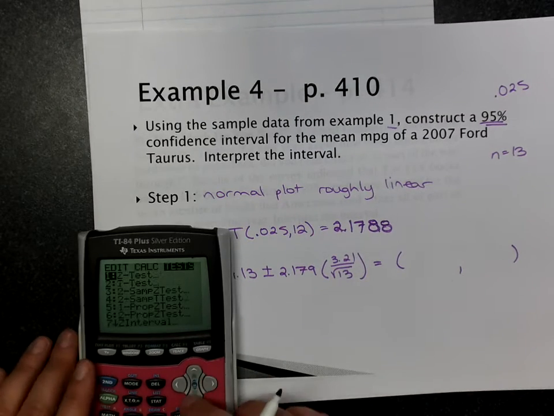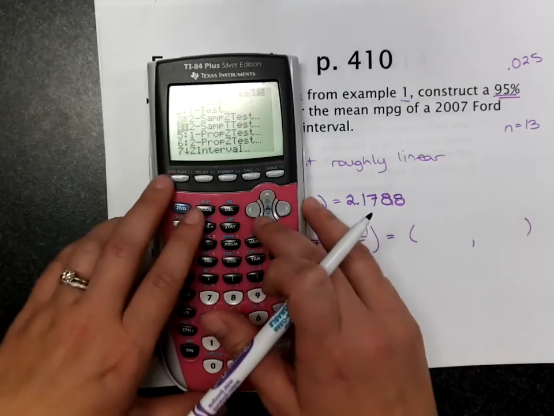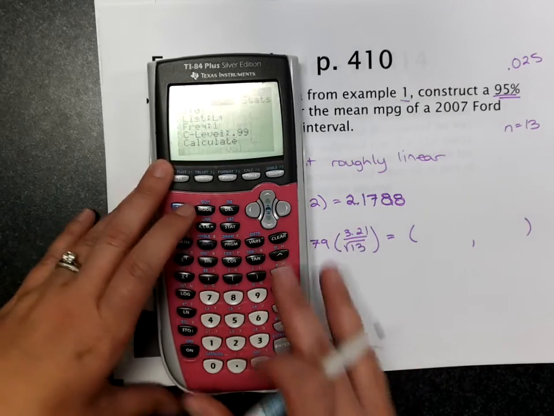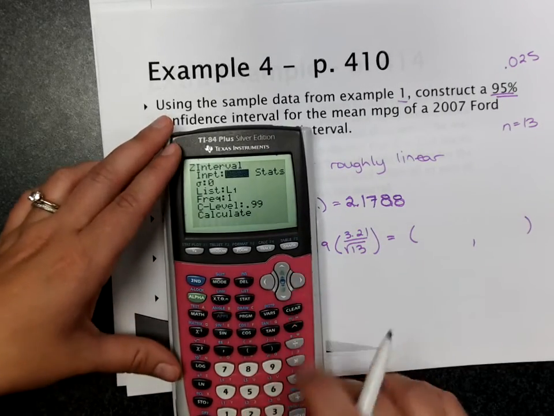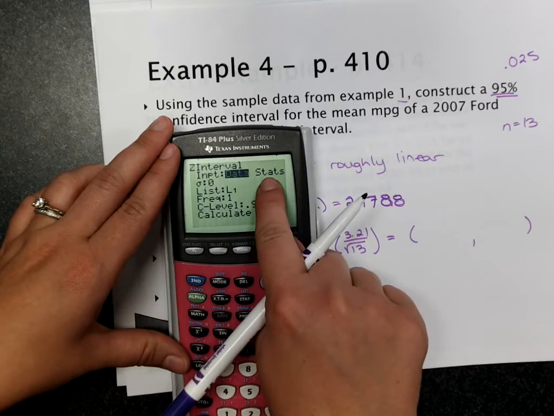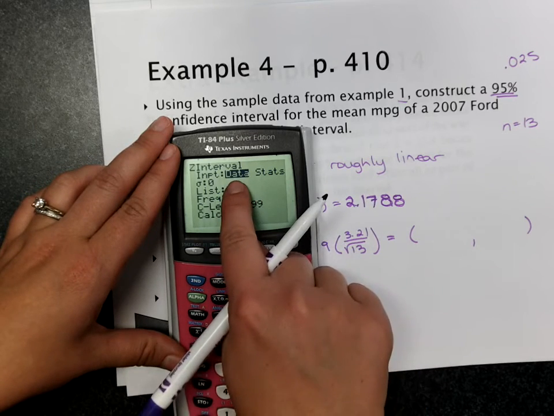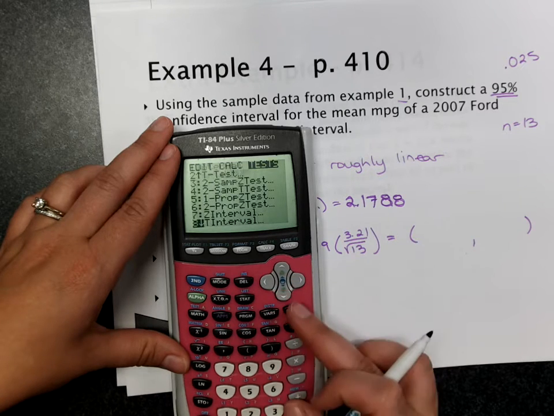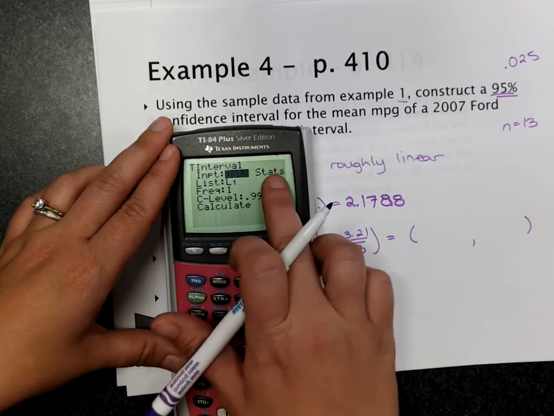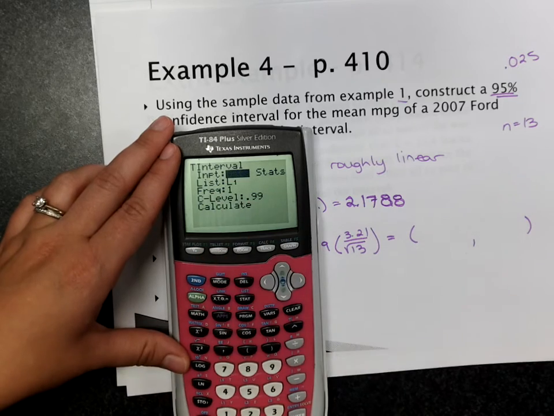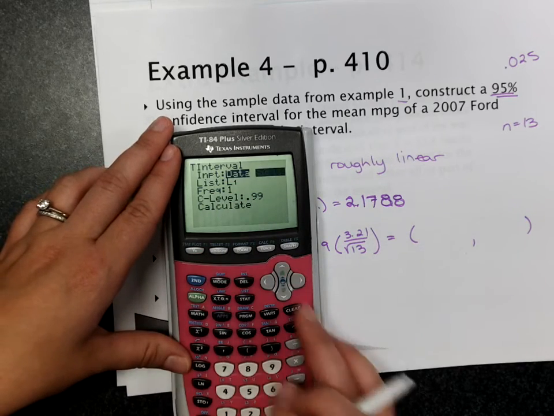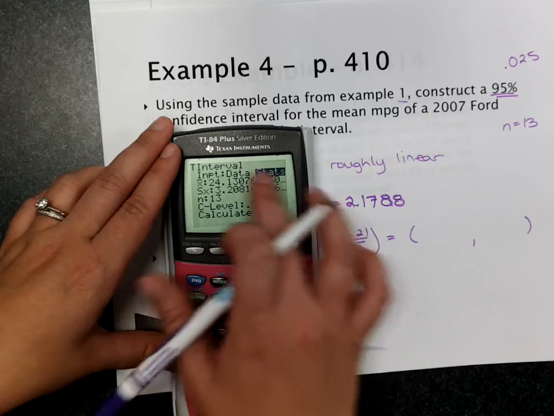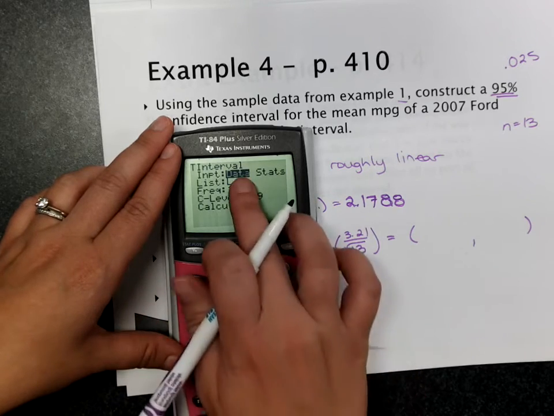So stat tests. We're going to go down to t interval, which for me is option 8. We either have data or we have the stats. The data means that you've put values in L1, which we have. If you change it to stats, it looks very different. So make sure data is selected.